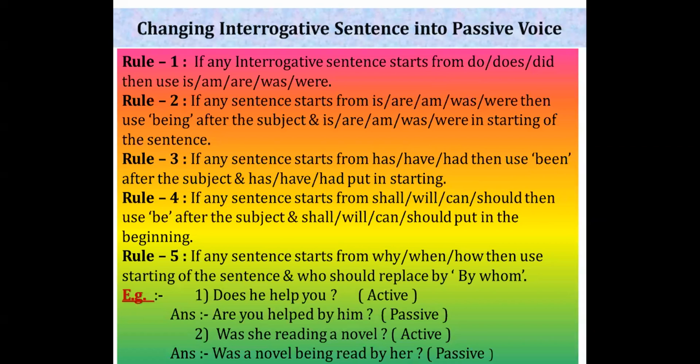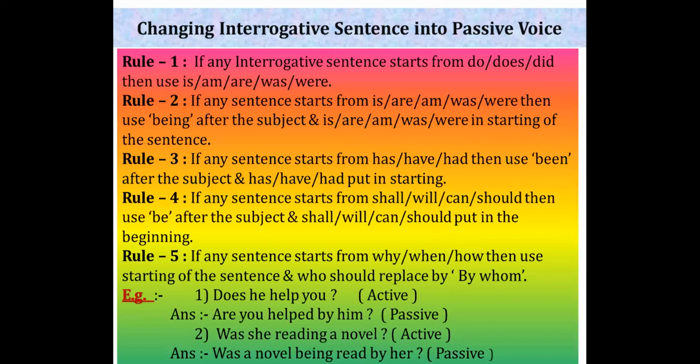What are the five rules? When we are changing an interrogative sentence into passive voice, the first rule is, if any interrogative sentence starts from do, does, did, then we have to use in the sentence am, is, are, was, were. If any sentence starts from am, is, are, was, were, then use being, B-E-I-N-G, after the subject, and am, is, are, was, were in the starting of the sentence.